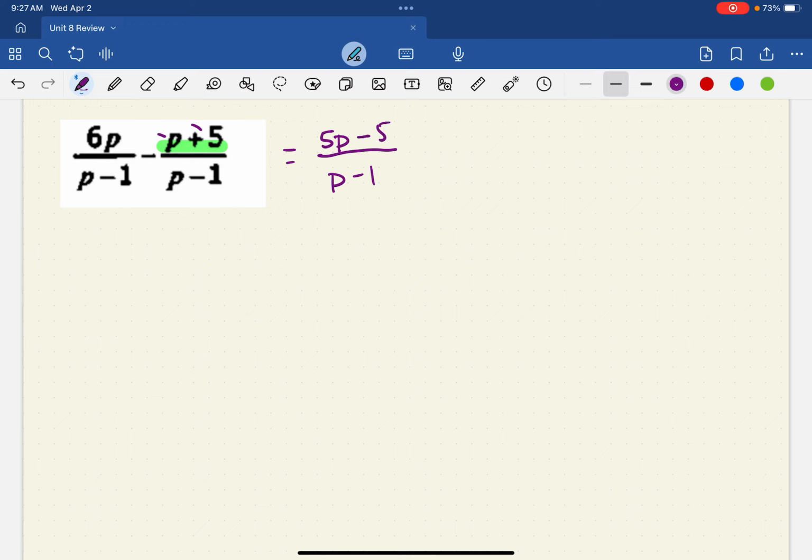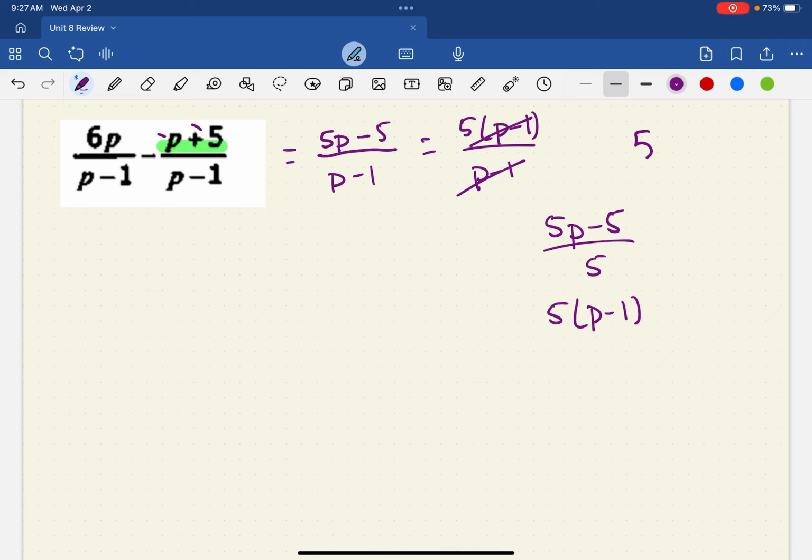On top, I can take out a GCF of 5. I'm left with p minus 1. So 5p minus 1 over p minus 1. Take out, and I am left with just positive 5. That one was pretty easy. Let's go to the next one.